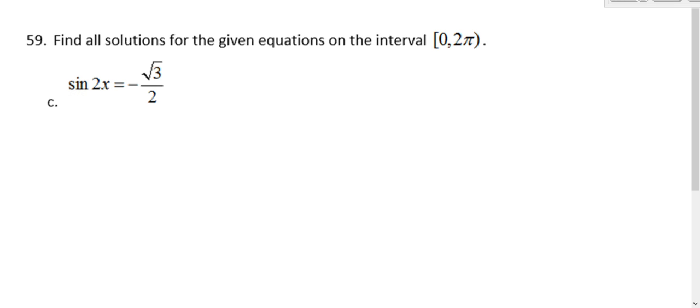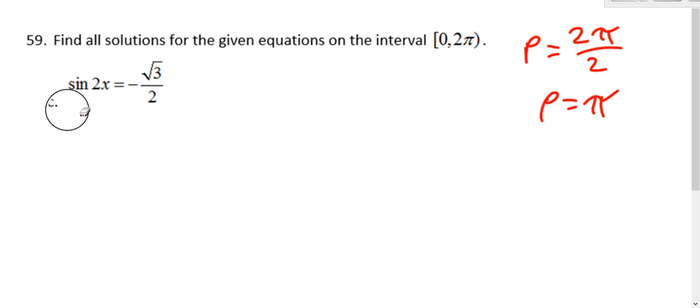So find all the solutions in the interval 0 to 2 pi, but this time there is a period change. B is 2, so that means the period is 2 pi over B. B is 2. The period is pi, which means it's going to have twice as many solutions as it normally would. So instead of 2, this one should have 4 solutions because the period got cut in half.